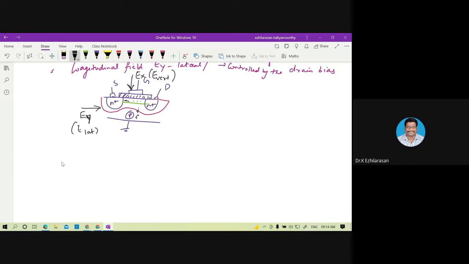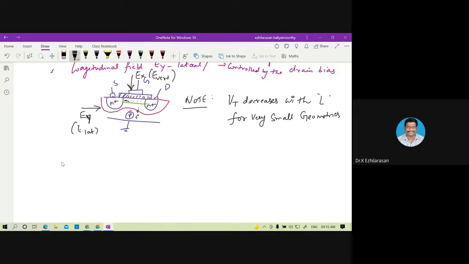Now let me put a note. The threshold voltage VT decreases with L, that is the channel length, for very small geometries.